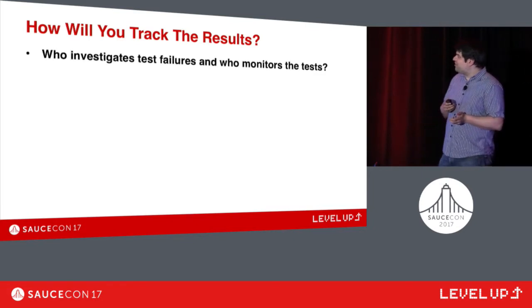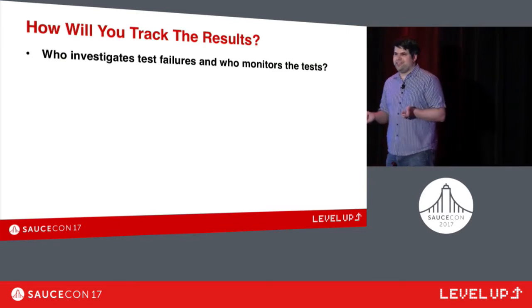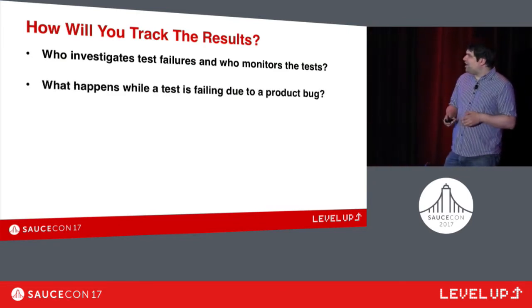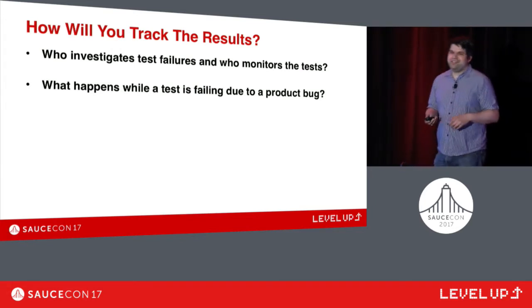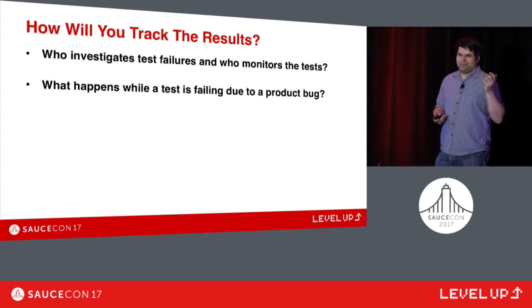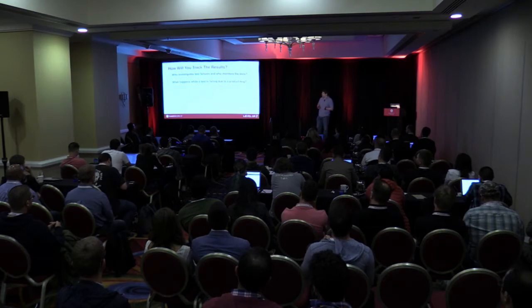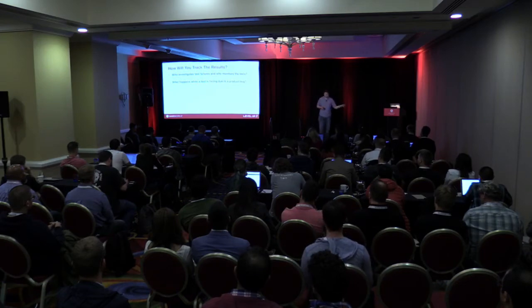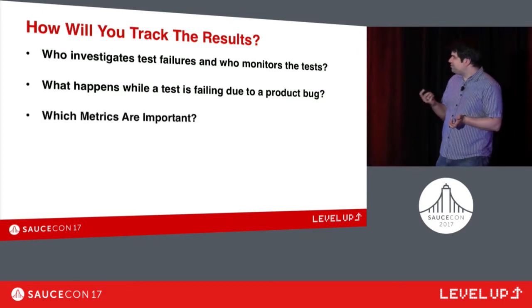How will you track the results is very important. So who is responsible for investigating the failures? Who monitors the tests? And what happens when it's failing due to a product bug? It's not good to have tests that just are always failing. I think that's the #1 complaint we have with tests is that there's always them failing because the product's not fixed. So there are strategies to deal with that sort of thing. There are tools where you can flag them as investigated and tie them to product bugs and things of that nature. But these are the kind of things you should discuss with your organization going in.